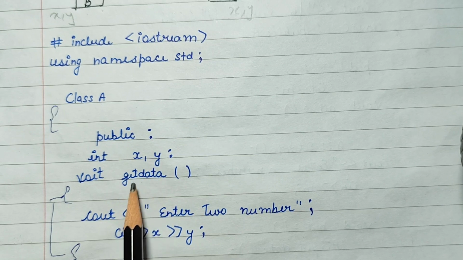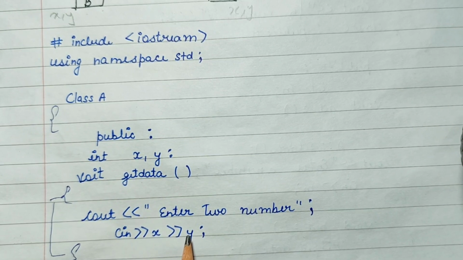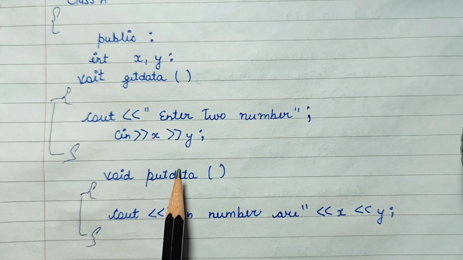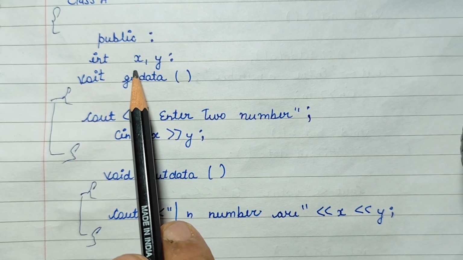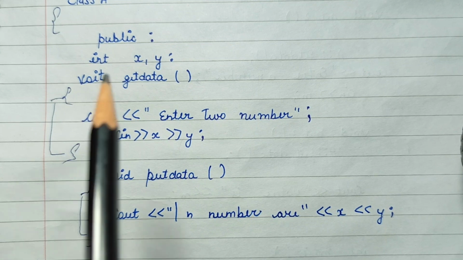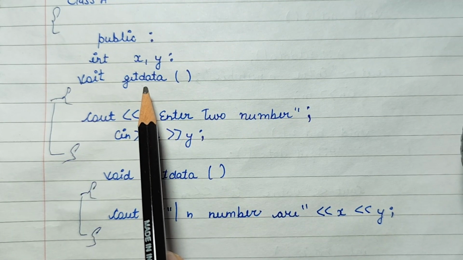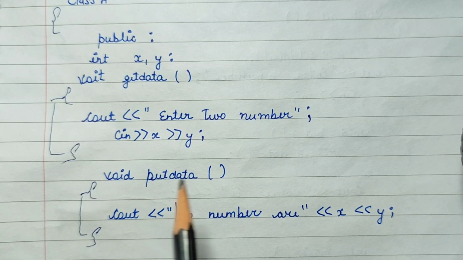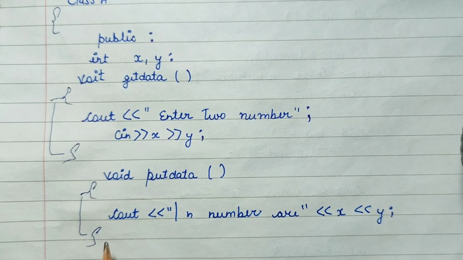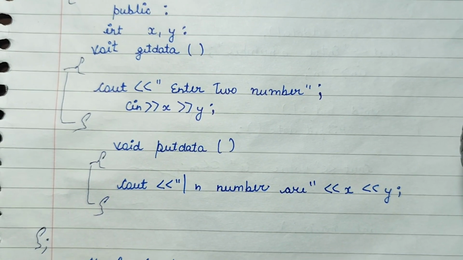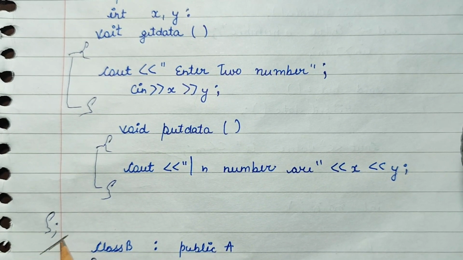Now using the getDataMember function, I input the value in the x and y variables. These member functions are used to manipulate the x and y data members. For inputting the value I use the getDataMember function. In a similar way, I use the putDataMember function for displaying the values of the x and y variables. Here this function is closed, and the class is terminated by a semicolon. So this is our base class.